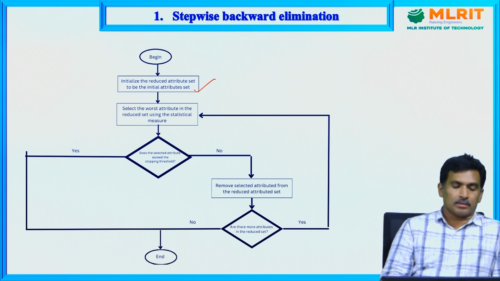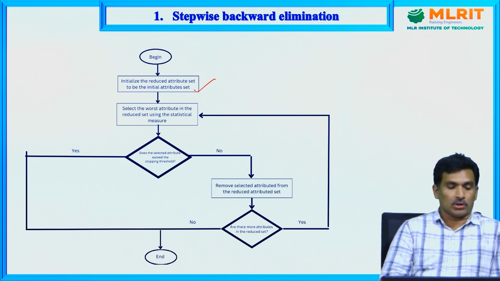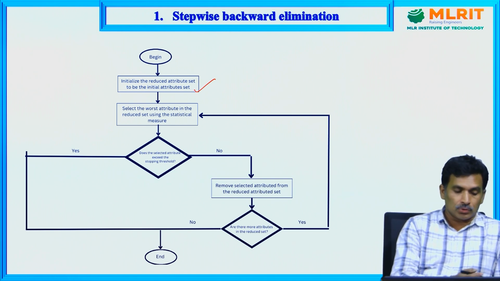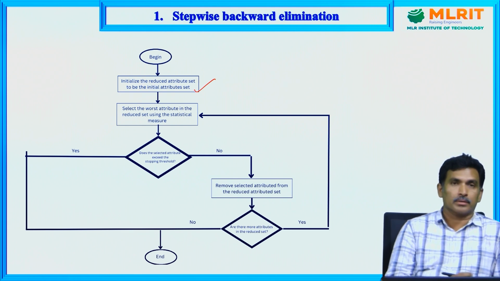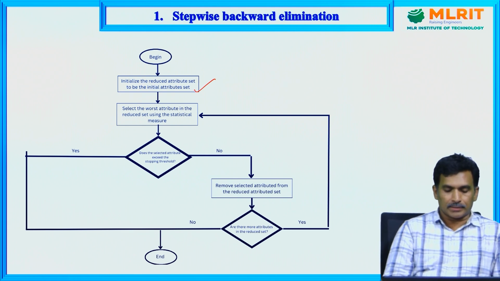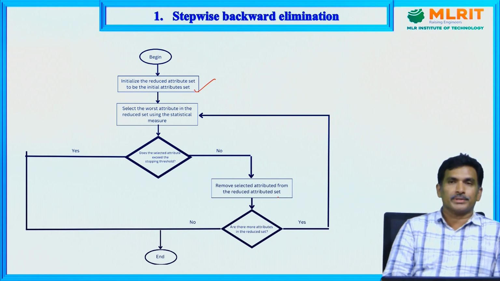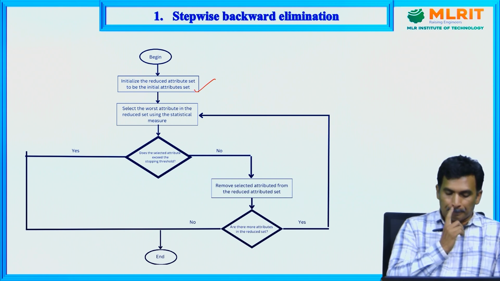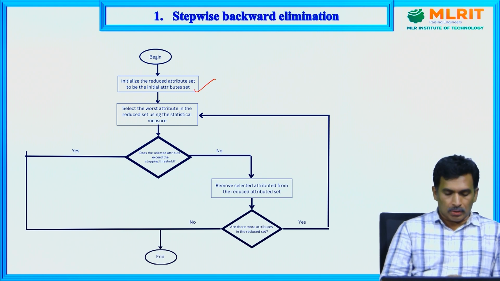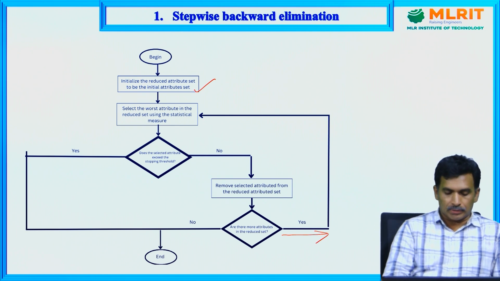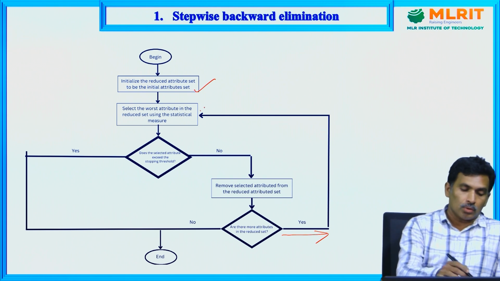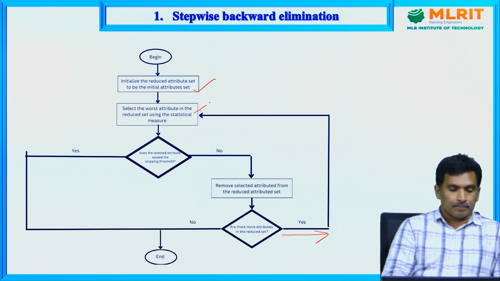Again we check: does the selected attribute exceed the stopping criteria or not? If yes, then we end. If not, then we remove the selected attribute from the reduced attribute set, and then we check: are there any more attributes in the reduced set? If there are still pending attributes, then we go back and check the worst attribute in the reduced set using a statistical measure.